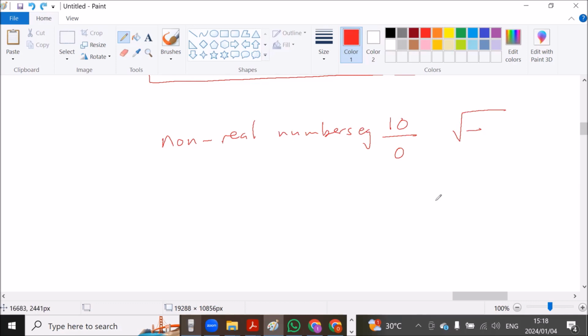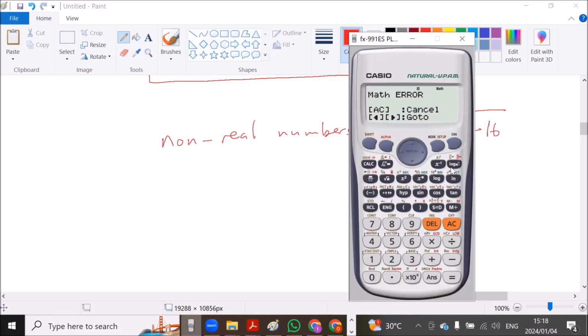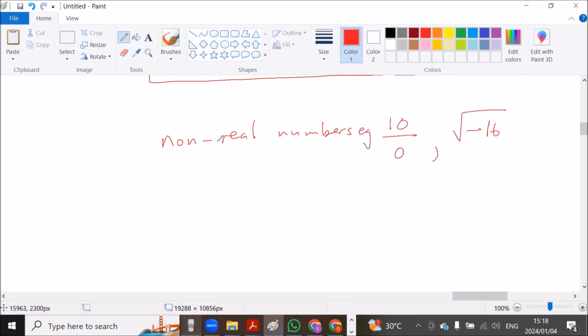You know, square root of 16 is 4. What about square root of minus 16? On our calculator, it will give us an error. So these are examples of what are called non-real or imaginary numbers. They are not real, they are imaginary. Division by 0 and square root of a negative number, for example, are imaginary or not real.